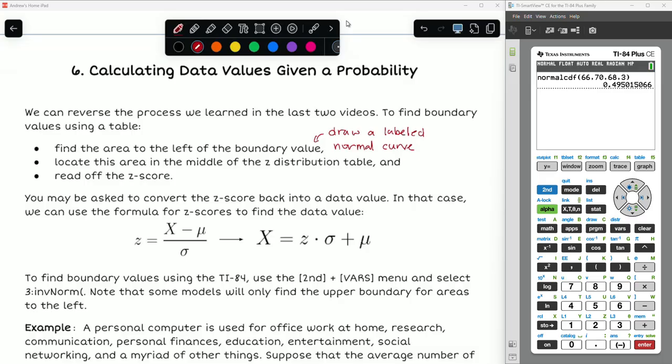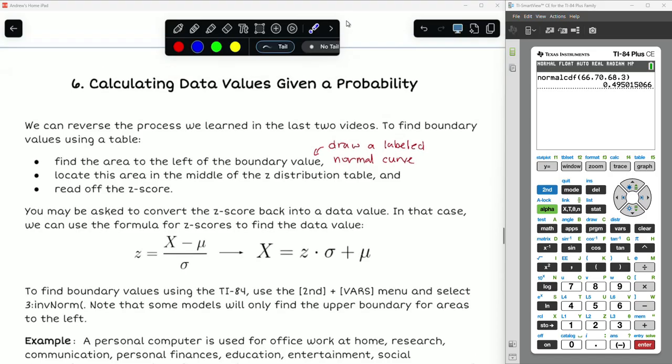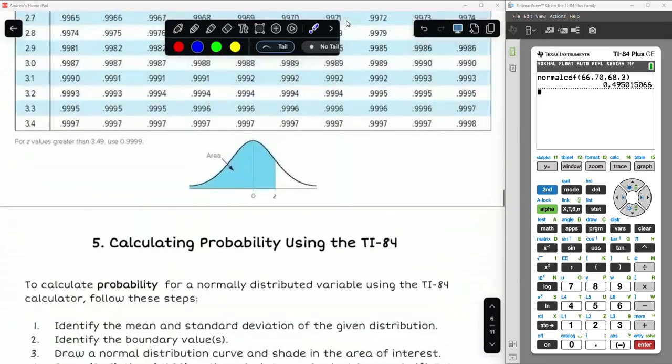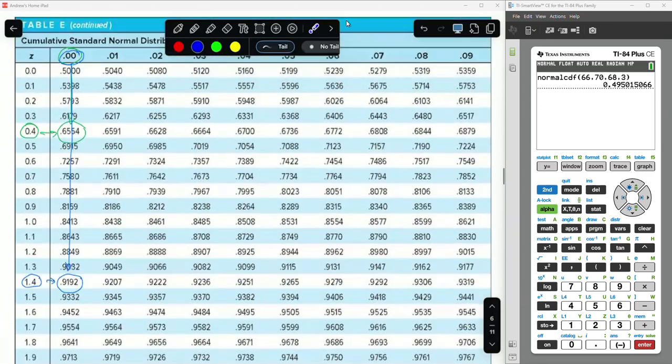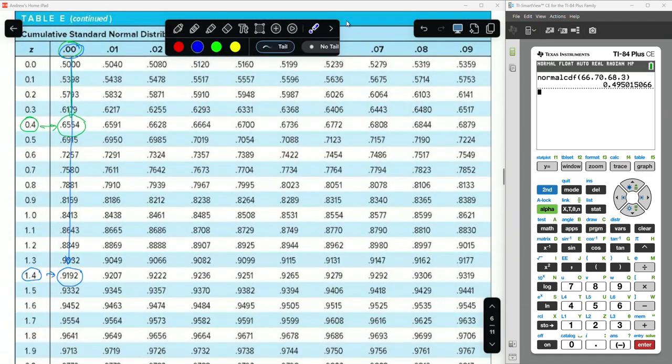Once we've found the area to the left of the boundary value we're trying to find, we're going to search the middle of the z-table to find that area, and then read the z-score off. We're going to reverse engineer what we did. So I'm going to scroll back up to our z-distribution, and you can see that it's still marked up from a couple of our calculations.